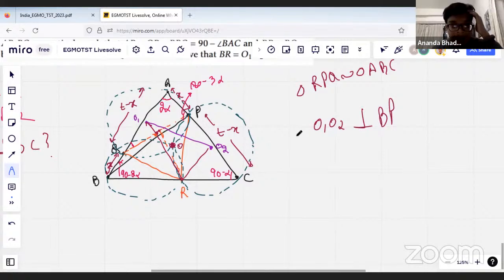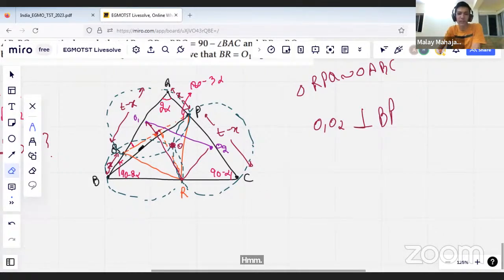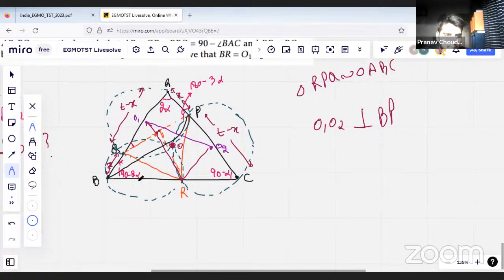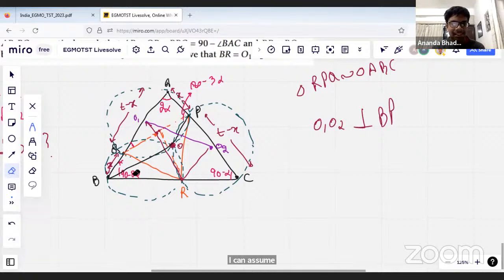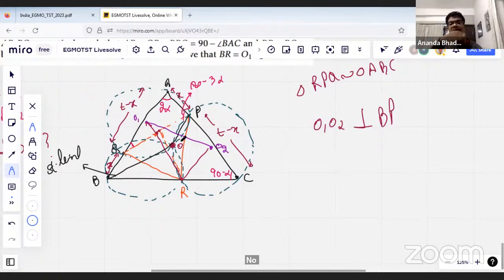Okay, so let's look for congruent triangles. Should we draw so that we start drawing from O? No, we can just do this. Assume this is a straight line. O1O2 also passes through O, no? Or it doesn't? No, it passes through the midpoint of OP. It's the perpendicular one.